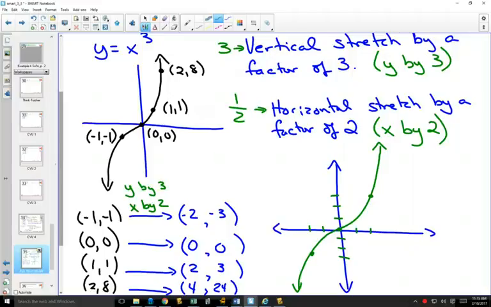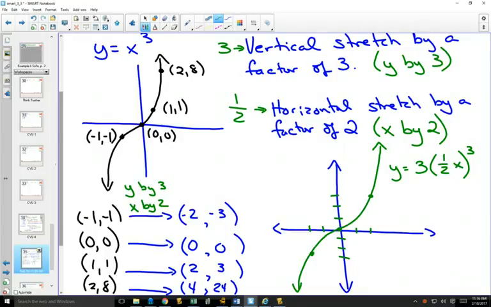Sorry? Didn't write the new equation. They actually would be fine with that, but that's not a bad thing to do, to actually label it. This is 3 times 1/2 x cubed. It's not bad to label that, but that wouldn't be the thing that they're looking for.